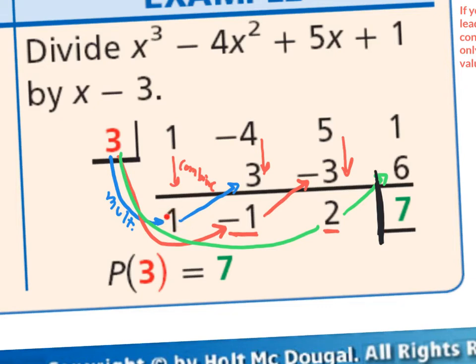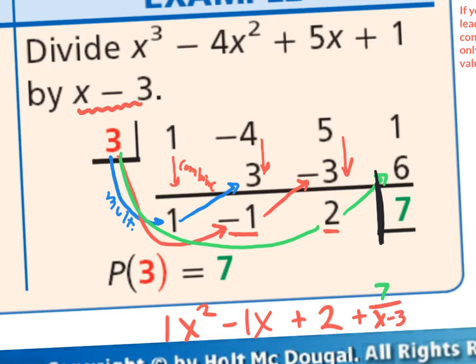This 1, the coefficient of 1, you're going to put it in front of the first answer, x squared. So it would be 1x squared. This next number is now with an x, so that will be -1x. And this last number is going to be the constant at the very end, so you put +2 at the very end. And then not only that, your remainder of 7 means that you would have to add it, and you'd put the 7 over the original divisor, and the original divisor is x minus 3. So we're able to get the answer without doing long division.